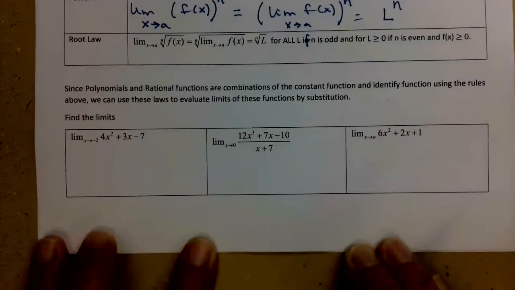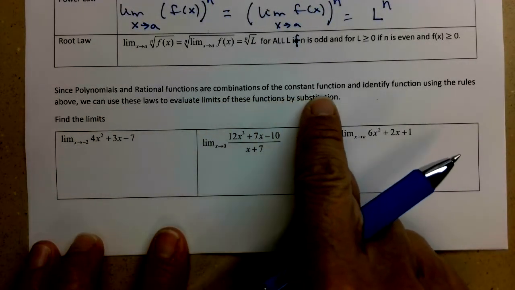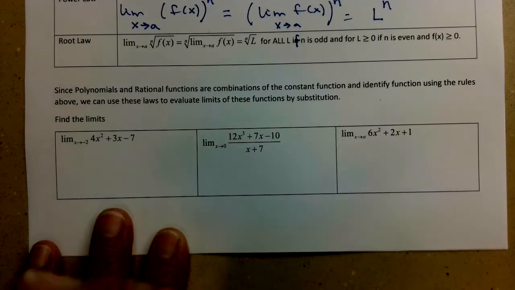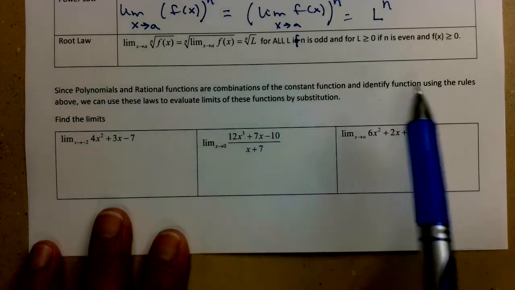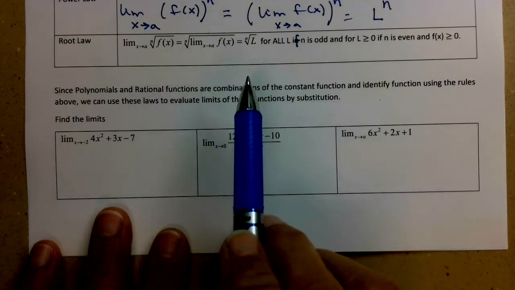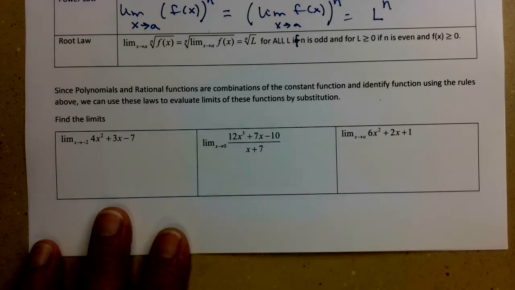Okay, so here we go. Since polynomials and rational functions are combinations of the constant function and identity function, so combinations of addition, subtraction, multiplication, division, powers and roots of the constant function and identity function up top, then we can use these rules to evaluate limits by substitution. So do not try to make this more difficult than it is. It is not difficult. I'll let you know when it gets difficult.